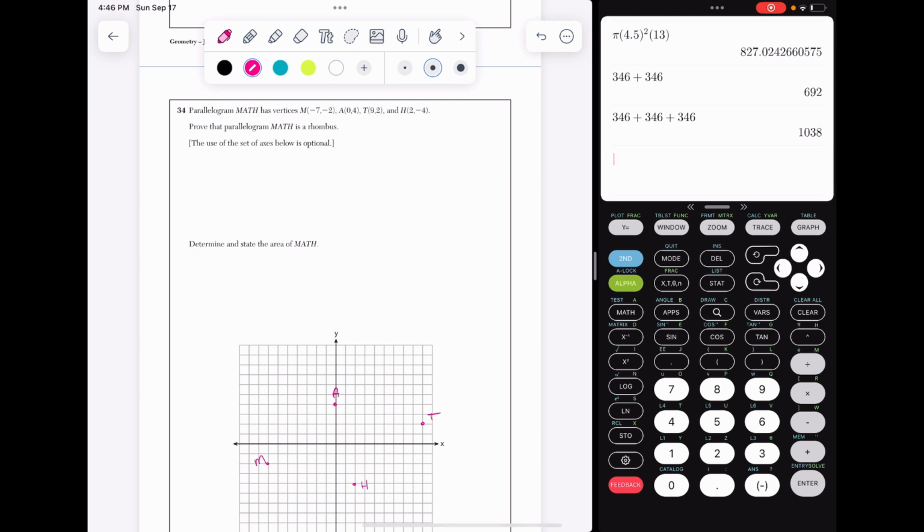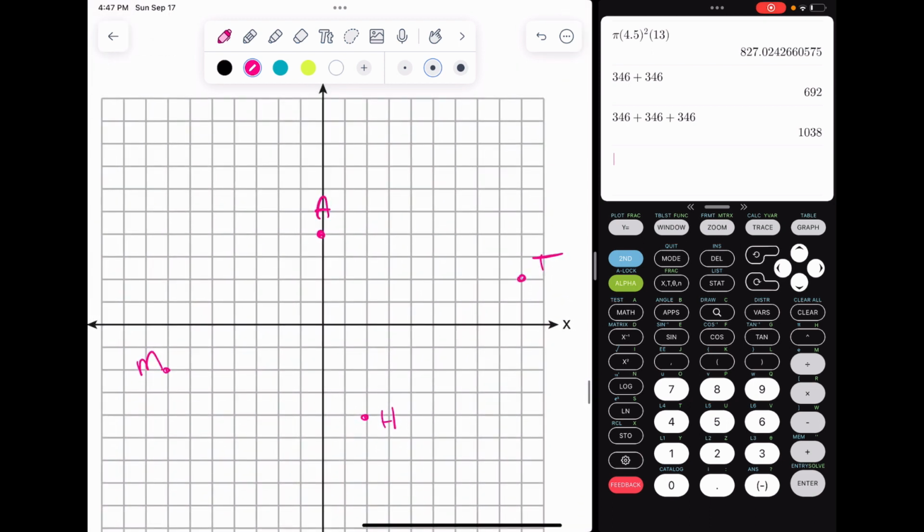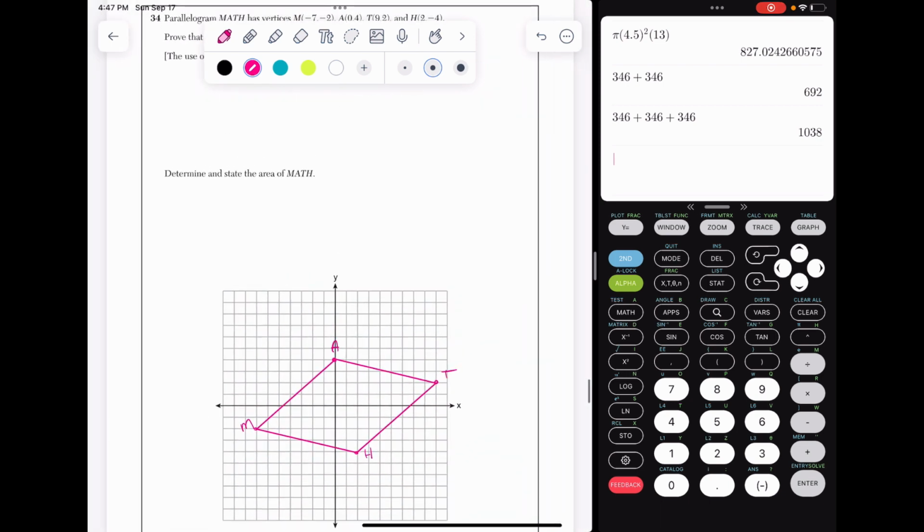One big tip for these problems is that it's not saying, is this a rhombus? It is saying, prove it's a rhombus. So our calculations need to work. If they don't work, that means we did something wrong. We plotted wrong, or we put a number in a formula wrong, or in the calculator wrong. So keep in mind that it's not asking you, is it a rhombus? We know it has to be, we've just got to verify it.